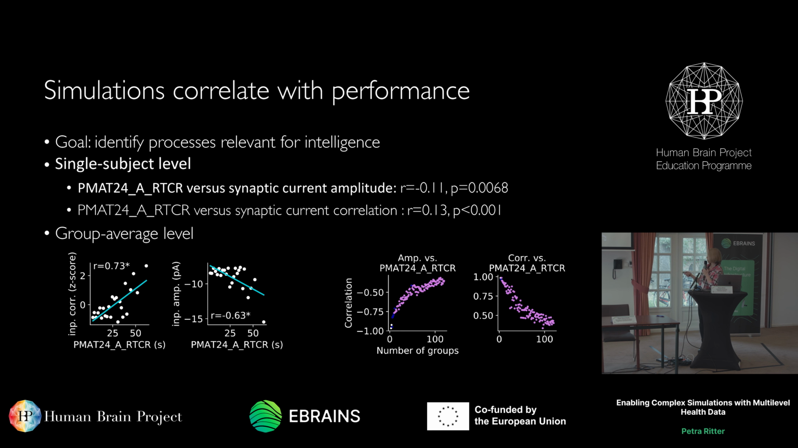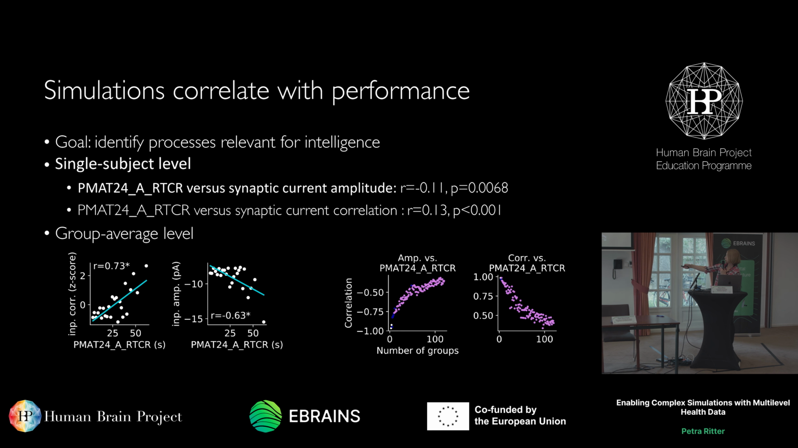And what we found was that here you see the time it took in the PMAT test and the fluid intelligence test to come to an answer. And we see a very strong correlation between the time it took to come to an answer and the input correlations that drive the nodes in our brains. Yeah? And you see an anti-correlated relationship between the time it took to come to an answer in the fluid intelligence test and the input amplitude.